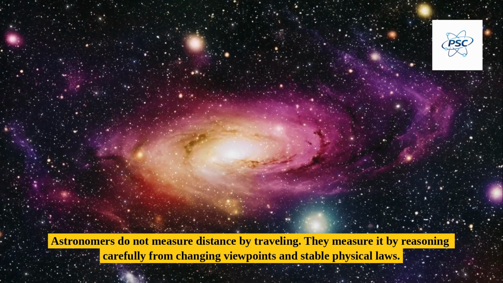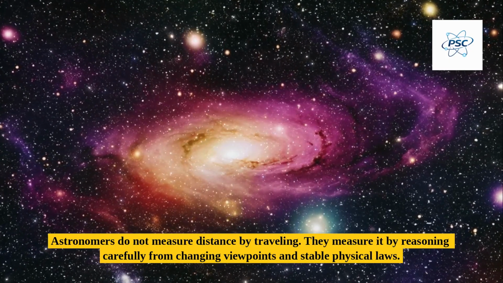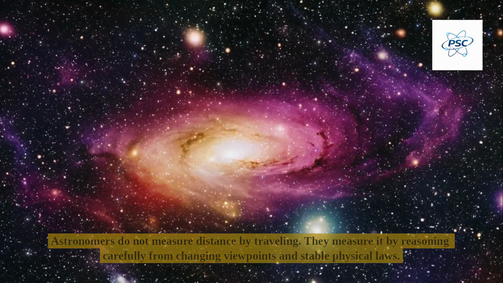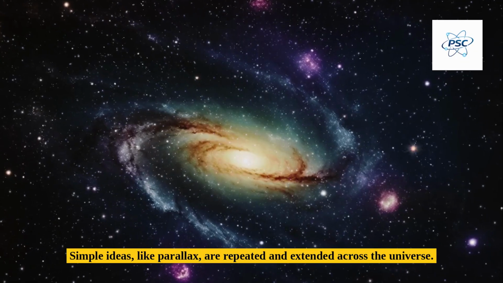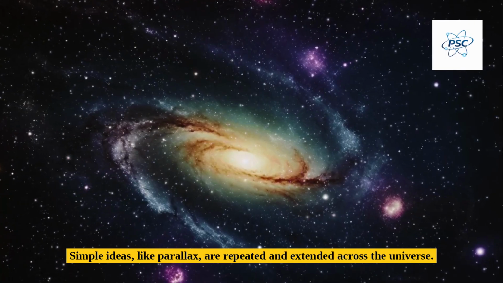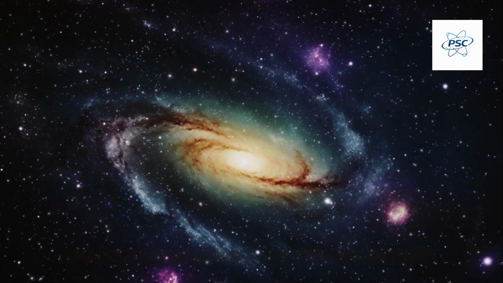Astronomers do not measure distance by traveling. They measure it by reasoning carefully from changing viewpoints and stable physical laws. Simple ideas, like parallax, are repeated and extended across the universe.